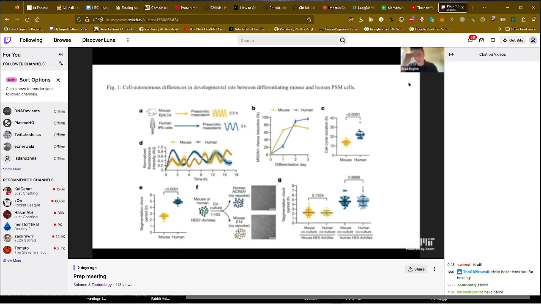It's faster, so it's shorter. And this is one of the things that's already very early on set aside as not the possible explanation for why there is this difference between the developmental rates.